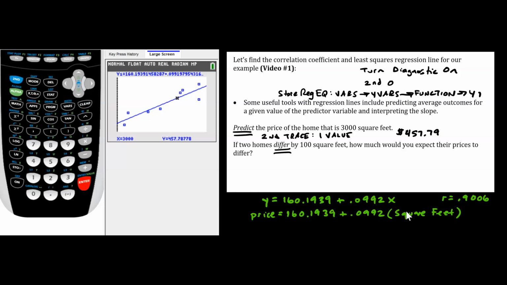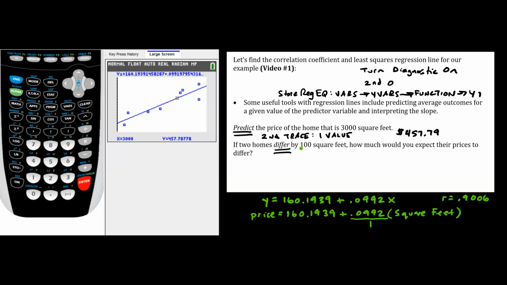Well, if I plugged in 3,001 square feet, it's also going to give you a price. But can you see that the only difference between 160 plus 0.0992 times 3,000 and 160 plus 0.0992 times 3,001 would quite literally be an additional 0.0992. That is exactly why we say that this number, the slope, refers to the change in our outcome variable for a 1 unit change or 1 unit difference in our explanatory variable. And so a lot of times I encourage my students to even write the slope as the slope over 1 to emphasize the fact that this represents the change or the difference in the outcome variable for a 1 unit difference in the explanatory or the predictor variable.